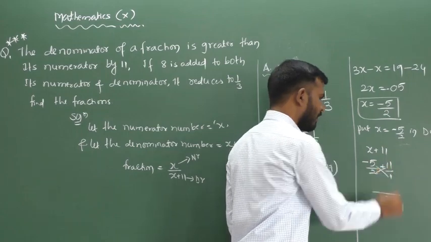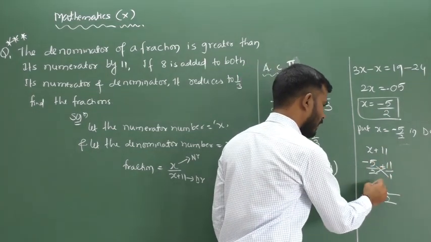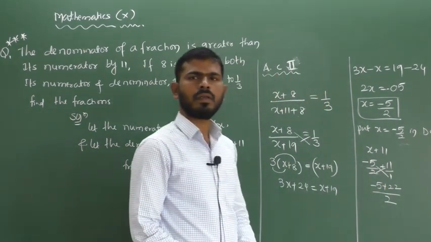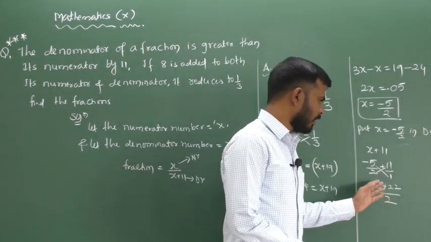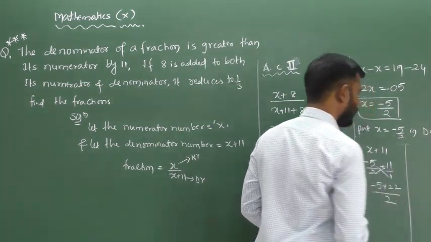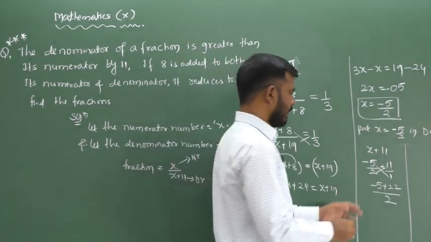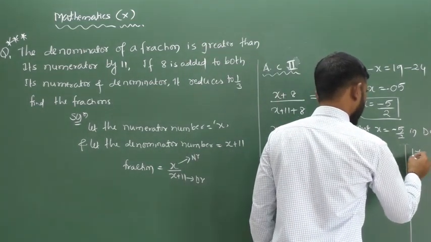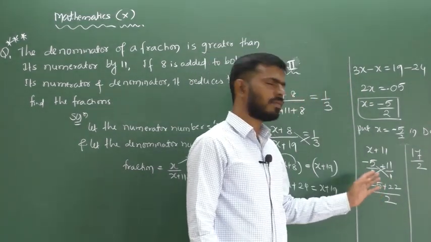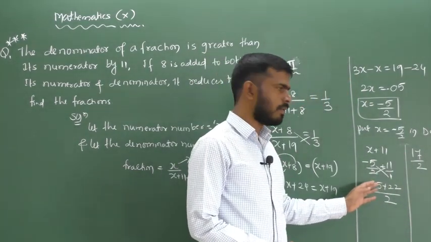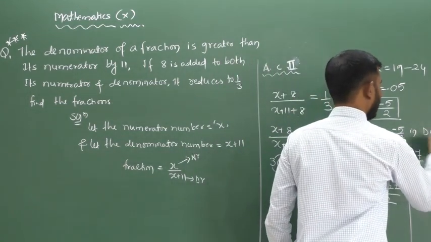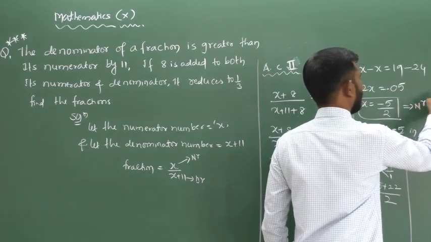Cross multiplication means we get minus 5 into 1, minus 5, plus 11 into 2, 22. Next step is 22 minus 5. 22 minus 5 equals 17, divided by 2. So this is the denominator, 17 by 2, and the numerator is minus 5 by 2.